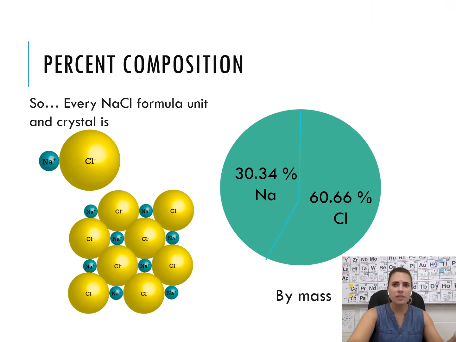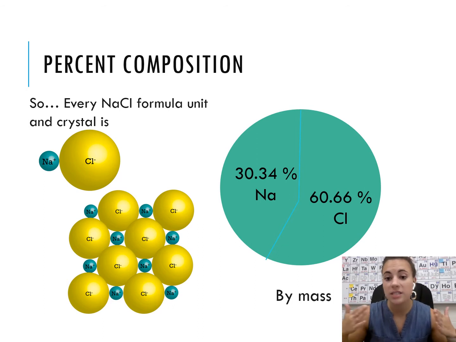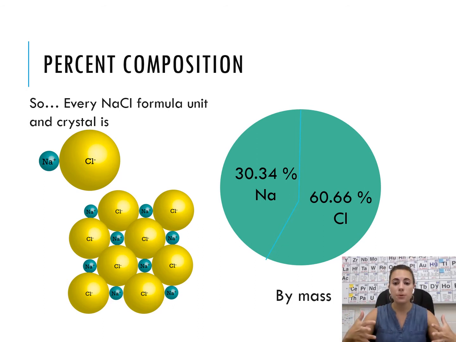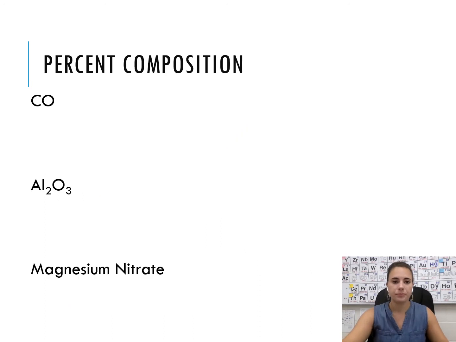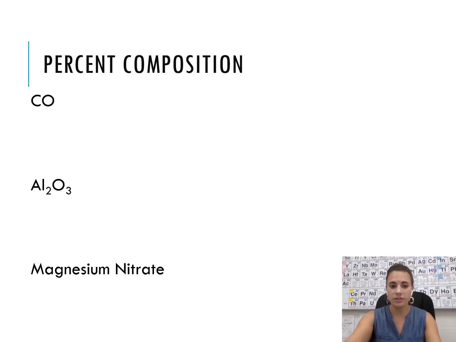So that means that every formula unit, and then even bigger, every crystal of sodium chloride is 39.34% sodium and 60.66% chlorine by mass. That's all percent composition is. It just tells us what's the mass makeup of a compound. So let's do a couple examples. Like always, I would suggest pause, try these on your own, and then come back and look at the answers.